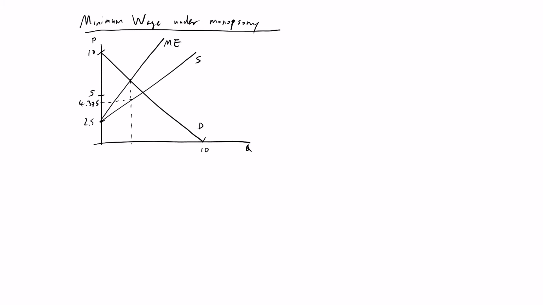What happens? Anyone who's willing to work for $5 will get to work. So the new supply curve looks like this. It becomes a flat line. So let's first write that down. The new supply curve is not a straight line, so it would have two parts.